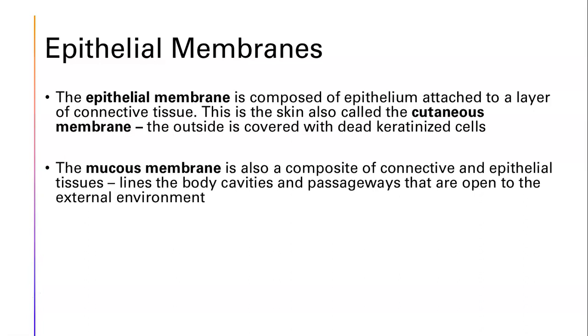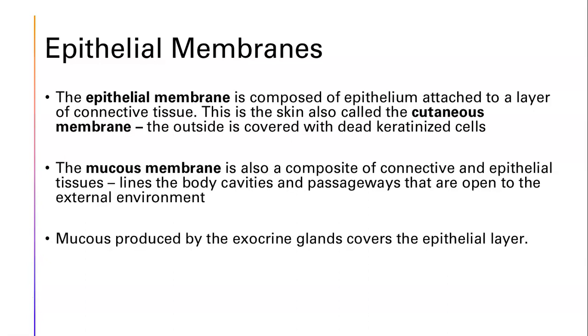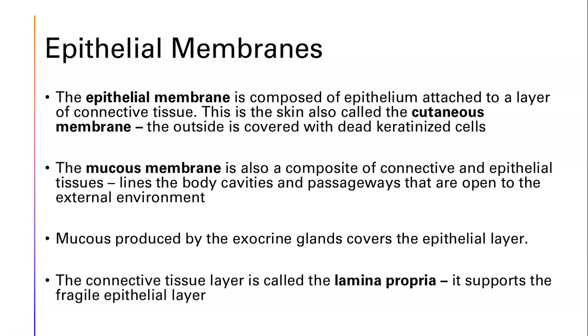The mucous membrane is another epithelial membrane, and it's a composite of connective and epithelial tissues as well. The mucous membrane lines the body cavities and passageways that are open to the external environment. Think about your nasal cavity. It is lined by a mucous membrane. Mucus is produced by the exocrine glands that cover the epithelial layer. So it produces mucus, the mucous membrane. Those things kind of go together, right?